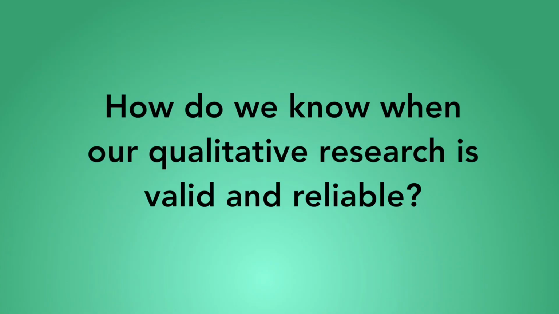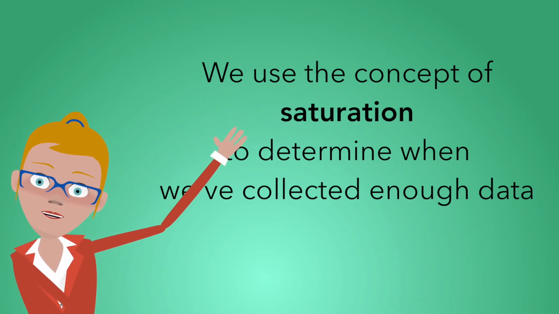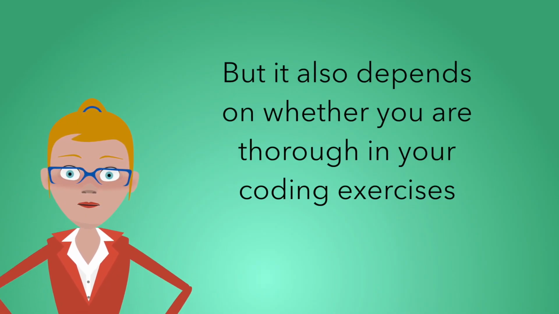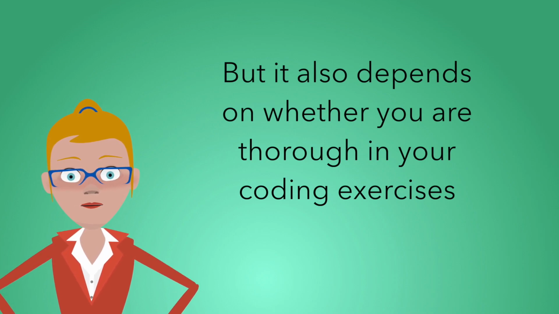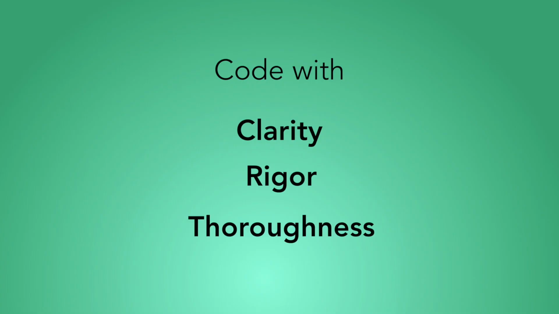Often when we think about qualitative research, we want to think about, well, how are we being valid? How do we know that our research is valid? How do we know that it is reliable? Through the process of data collection, we use the concept of saturation to essentially assert that we have done sufficient amount of work collecting data. But your reliability and validity of your research also depend on the extent to which you are thorough in your coding exercises. So you code for analytical clarity, you're coding for rigor and thoroughness.